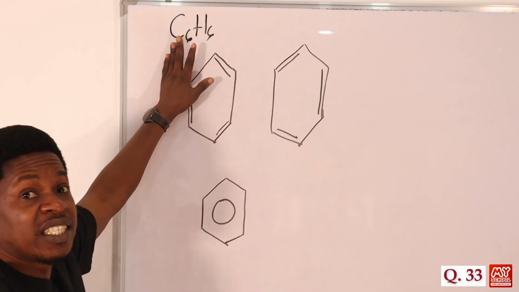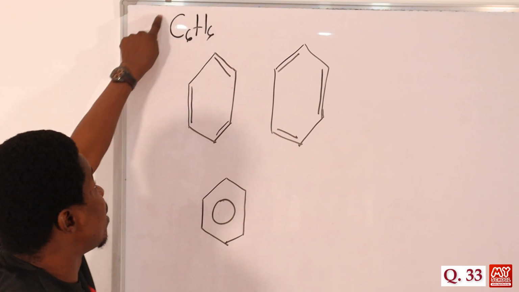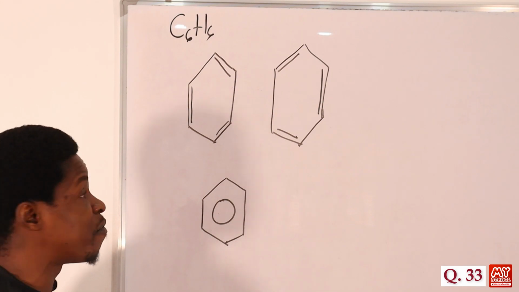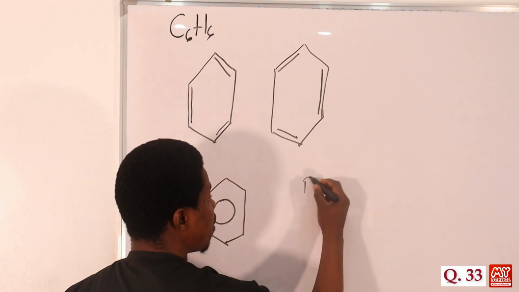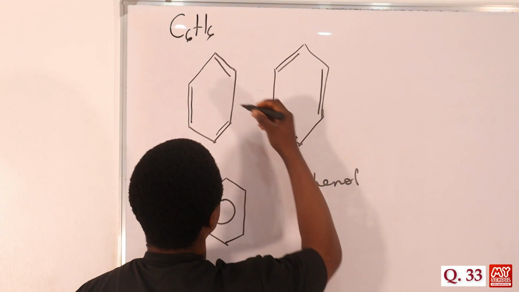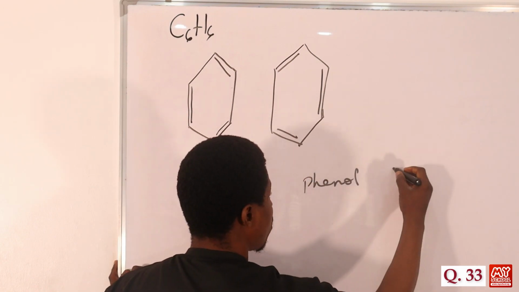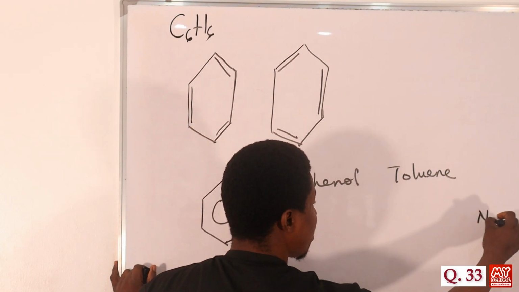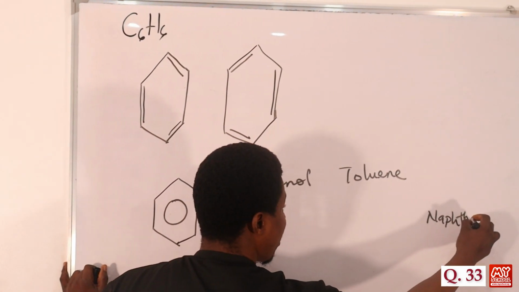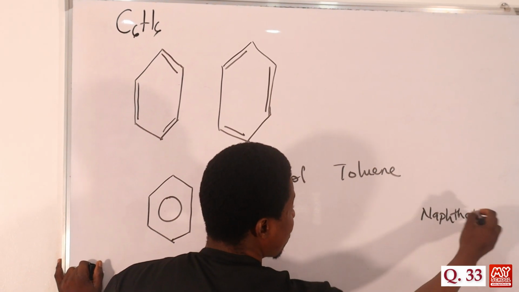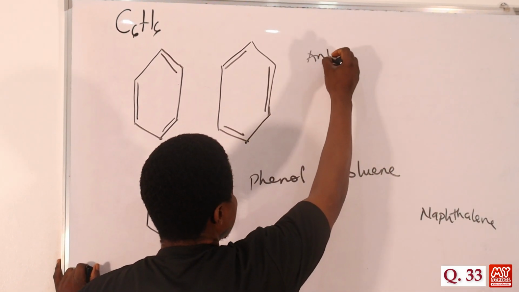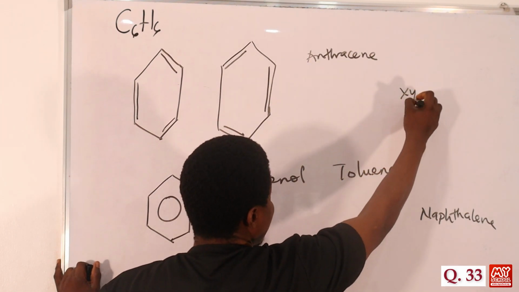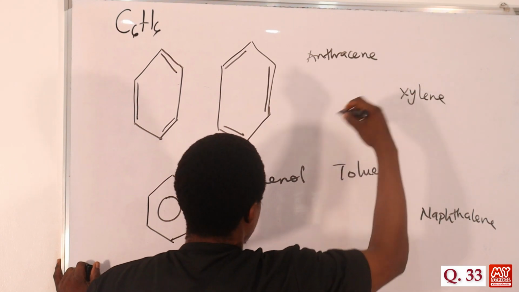Now, benzene is an aromatic compound, along with other compounds that are derivatives of benzene. For instance, phenol is an example of an aromatic compound. We have toluene, we talk of naphthalene, we talk of anthracene, and so on and so forth. We have so many of them. We have xylene, so many of them.